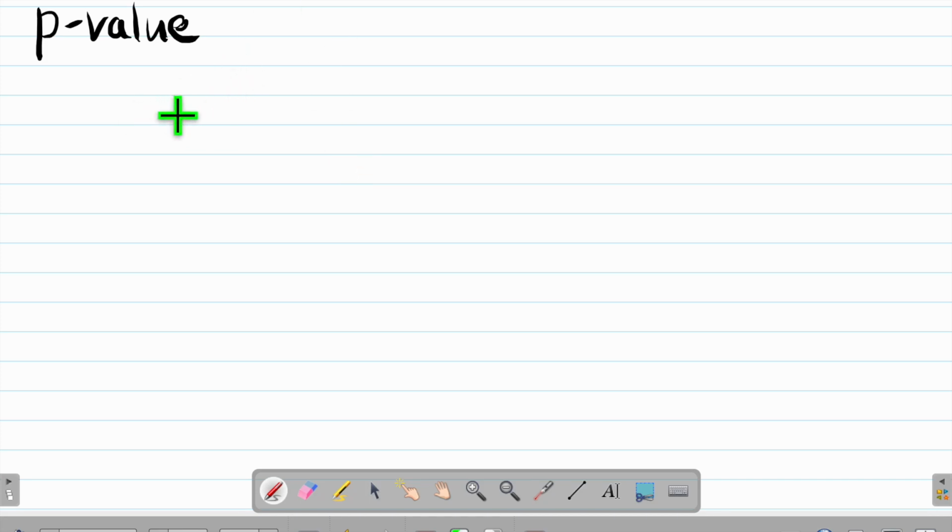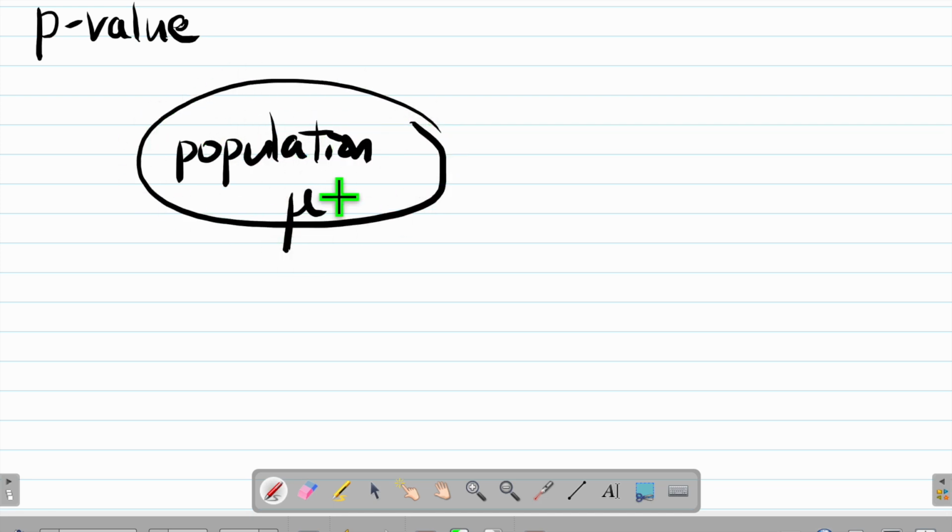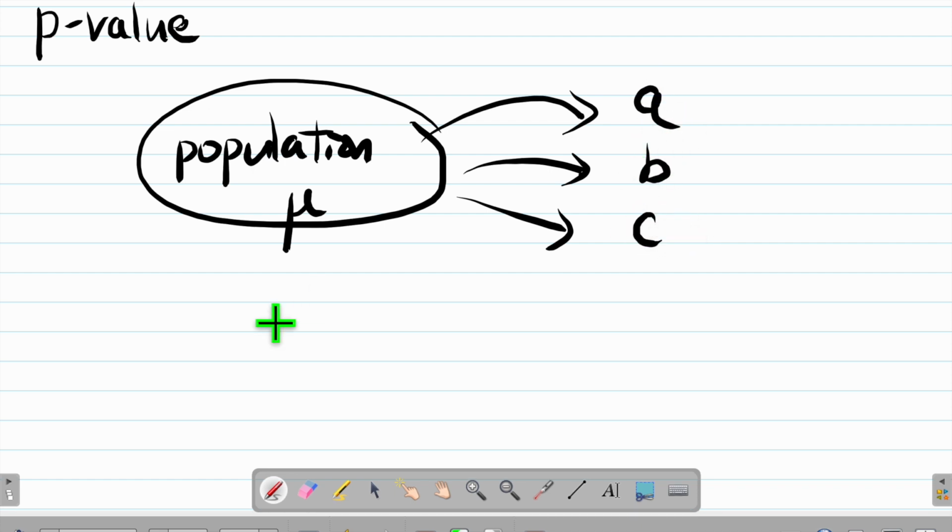Okay, so we are now going to talk about how we compute the p-value. Suppose I have a population, and this population has an unknown parameter, the expected value. We take some data points from this population, let's say 3 data points: A, B, and C. We will have a sample mean, x bar. First, we take 3 data points, so n is 3.